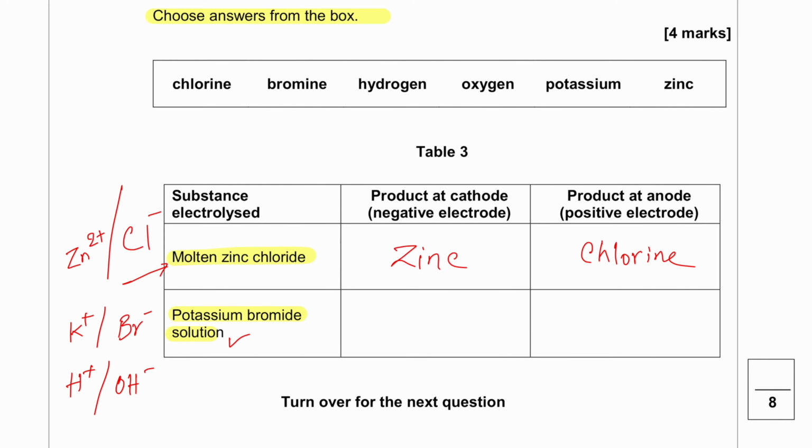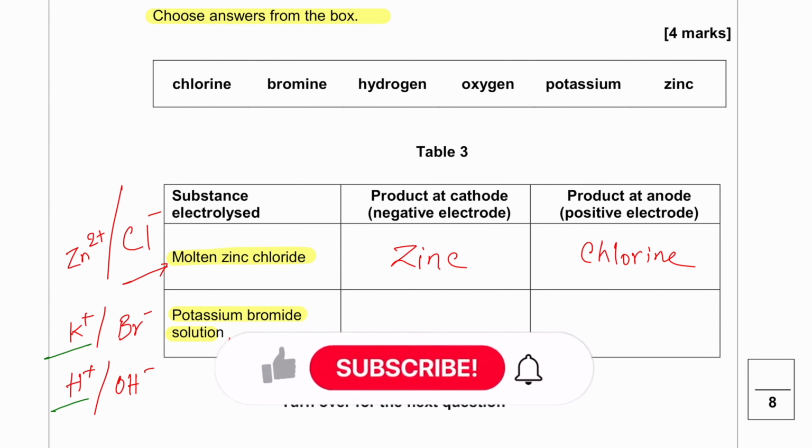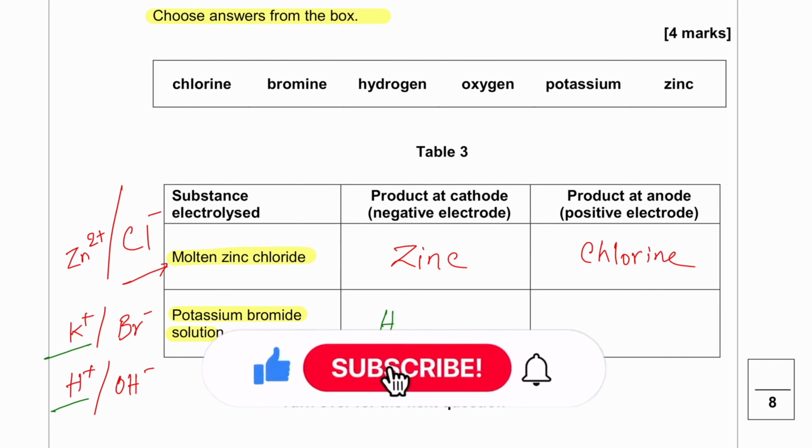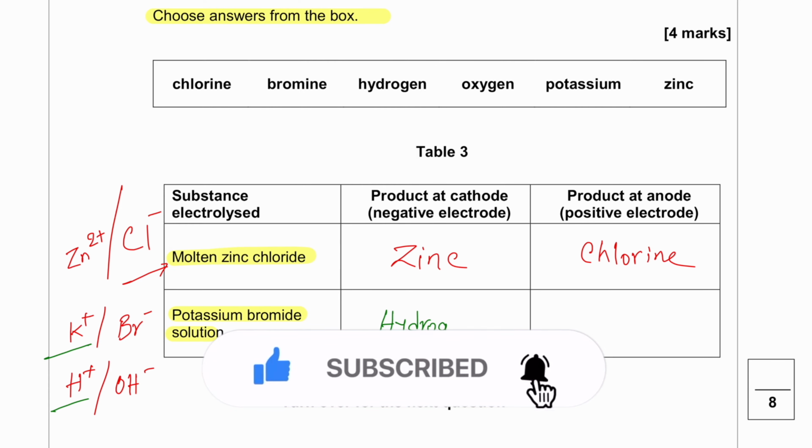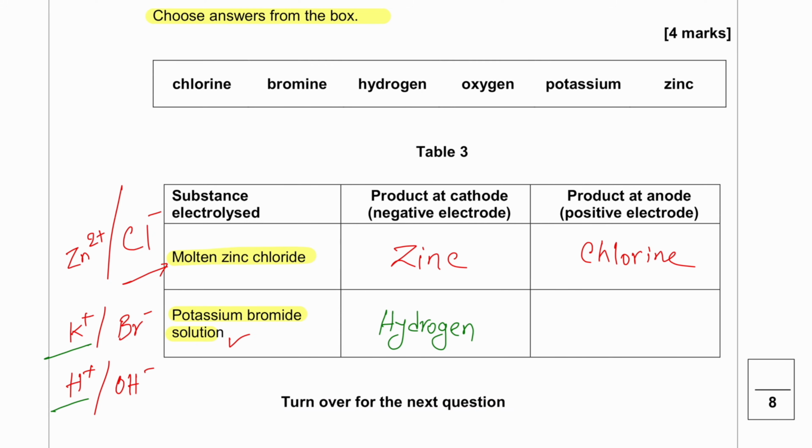Now guys, when it comes to the potassium ion and hydrogen, we need to understand that they are in competition in terms of their reactivity. We know that potassium is more reactive and hydrogen is less reactive. So the product at the cathode will be hydrogen instead of potassium. Between bromide and hydroxide, the competition, the bromide wins because it is less reactive than hydroxide. So bromine will be the answer.